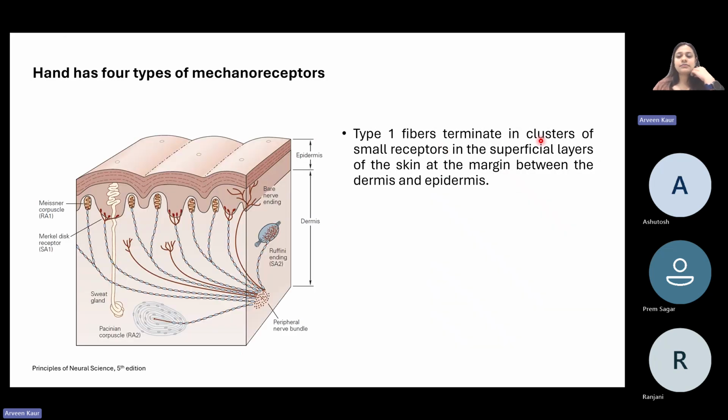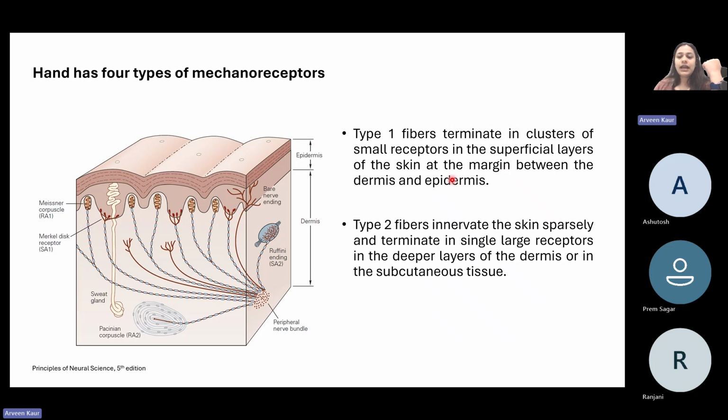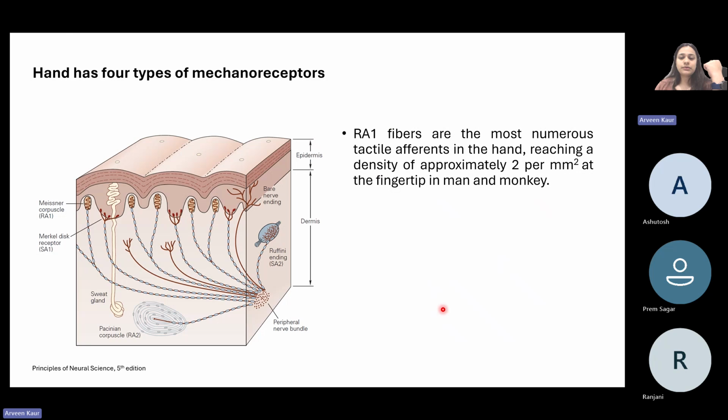Type 1 fibers terminate in clusters of small receptors in the superficial layers of the skin and the margin between dermis and epidermis, right? Type 2 fibers innervate the skin sparsely and terminate in single large receptors in the deeper layers of the dermis or subcutaneous tissue. RA1 fibers are the most numerous. So RA1 was what? Meissner corpuscles. Most numerous tactile afferents in the hand, reaching a density of approximately 2 per millimeter square at the fingertip in man and monkey, right?